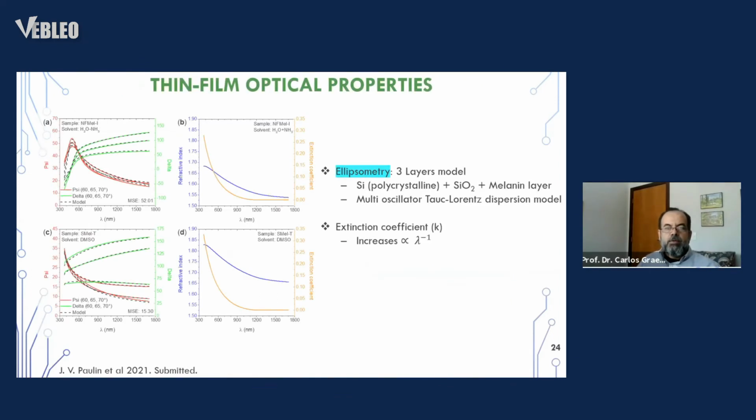Okay, so we have done more systematic studies on the optical properties, and we have used ellipsometry to see the behavior of these materials, either made in water or in DMSO. And you can see here the psi and the refractive index. This is very important if you think about using this optically.